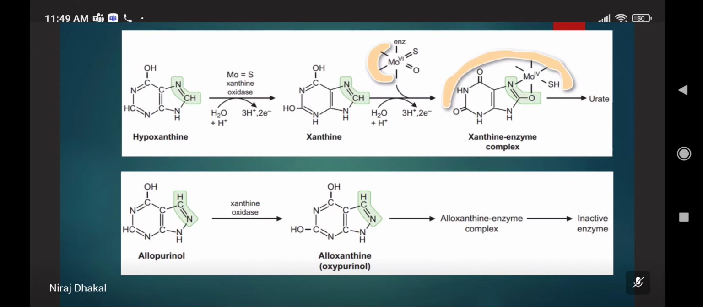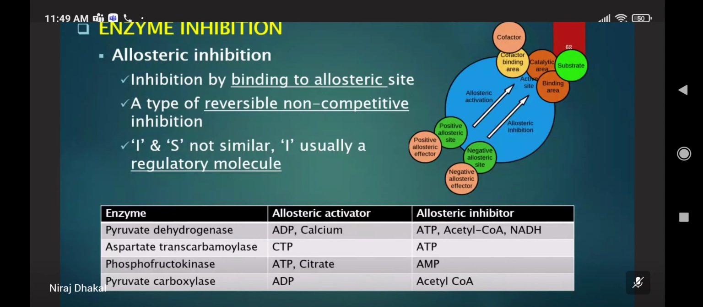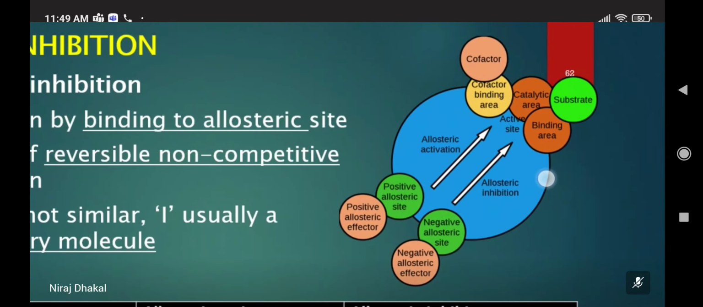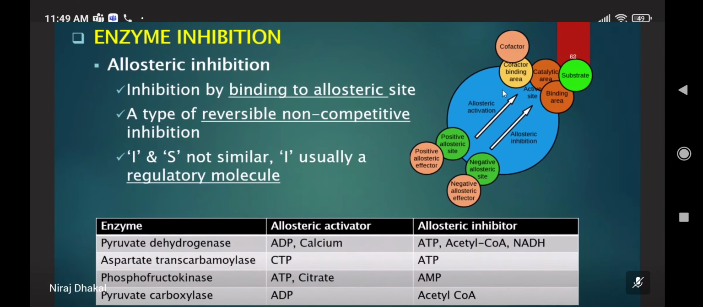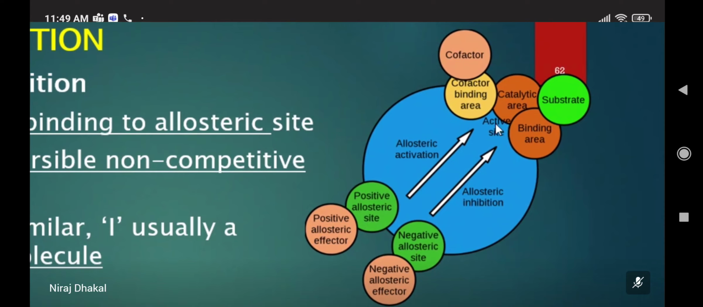Non-competitive inhibition. Usually the inhibitor is a regulatory molecule in this case. We are not using any drugs, poisons or toxins. We are simply using the regulatory molecules. And this is a reversible non-competitive inhibition. Now this is an enzyme and this one is the active site.